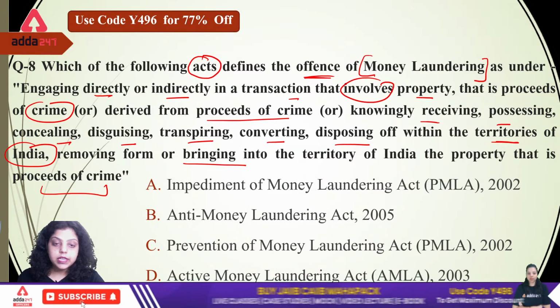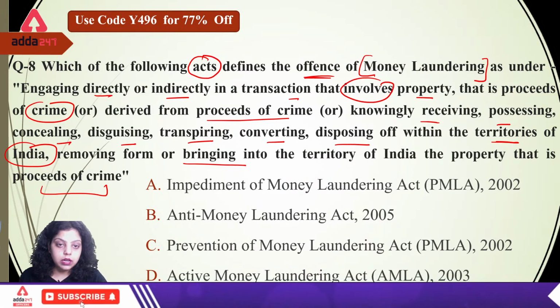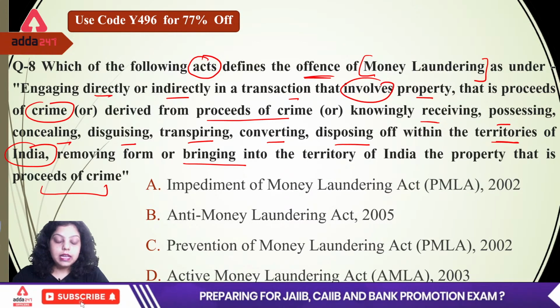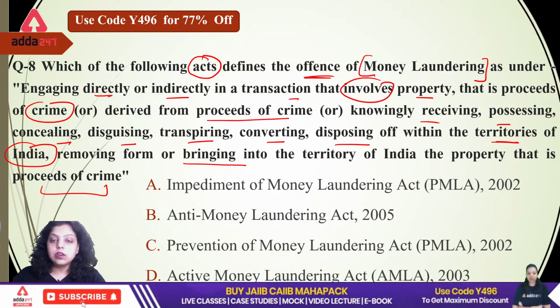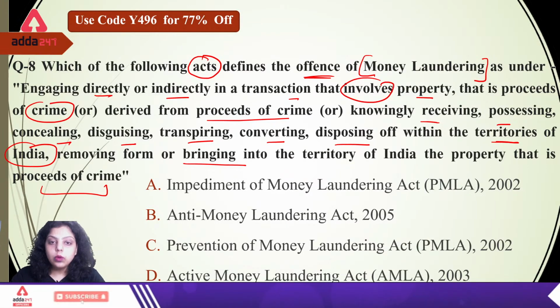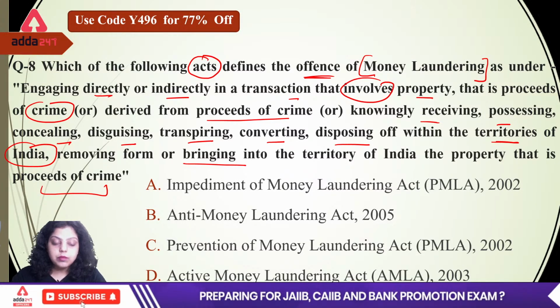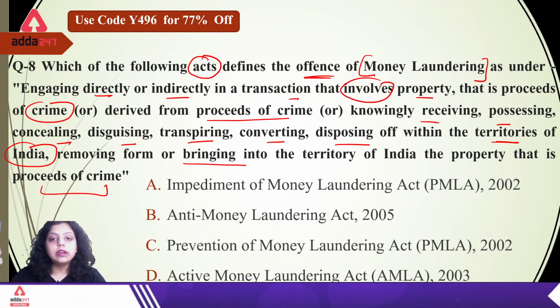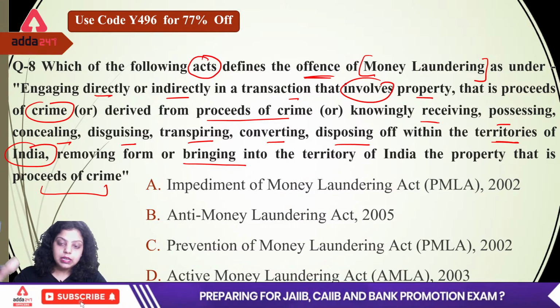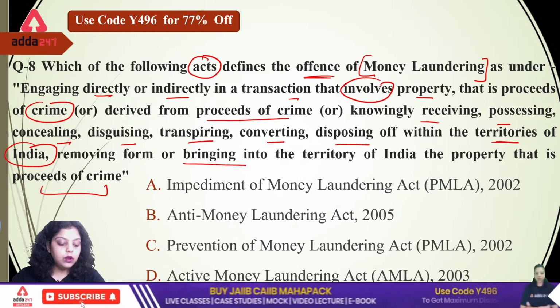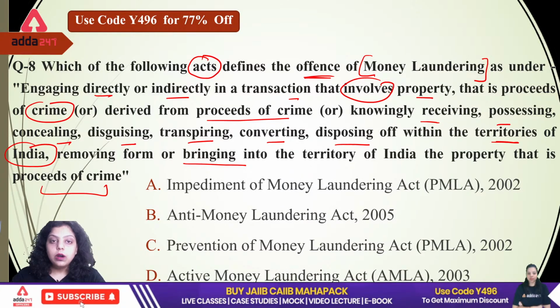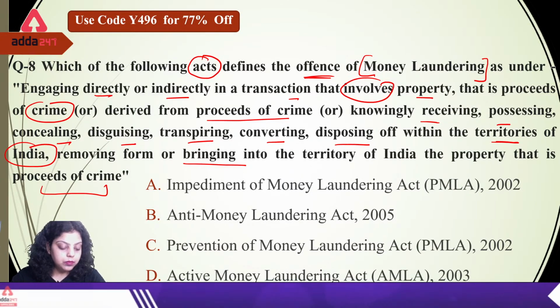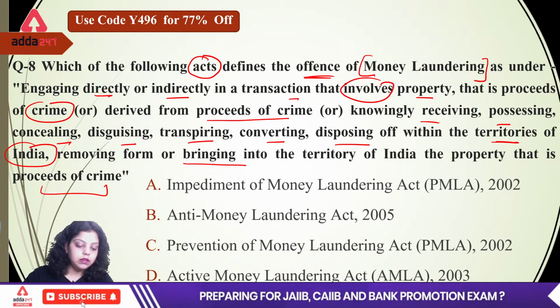So which of the following is true? Which is controlling money laundering in the country, controlling engagement directly or indirectly in transactions related to criminal activity? Second, it is controlling deriving money from the proceeds of crime. It is controlling receiving, possessing, transferring or converting money from illegal to legal. So which of the following acts defines the offense of money laundering? A, B, C or D? Which of the following will be right?